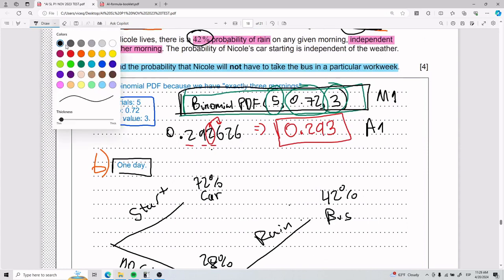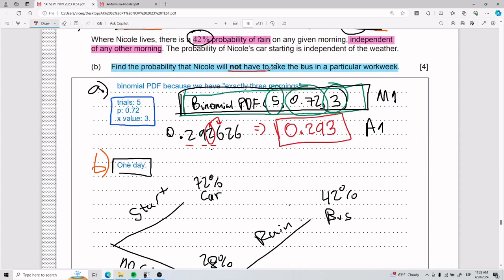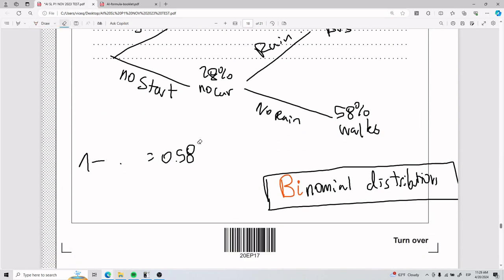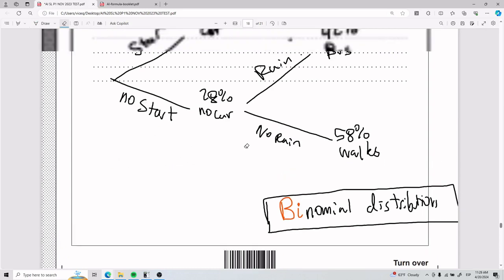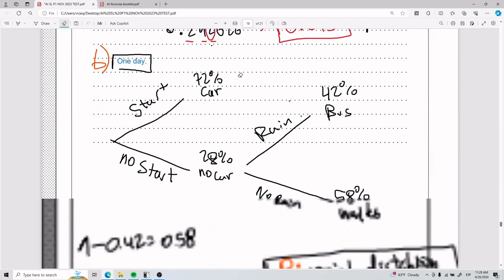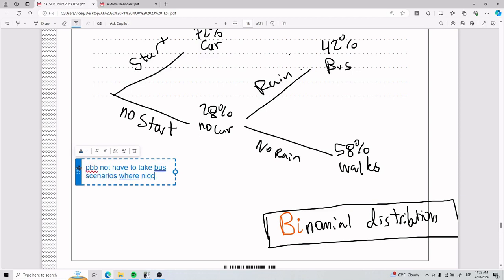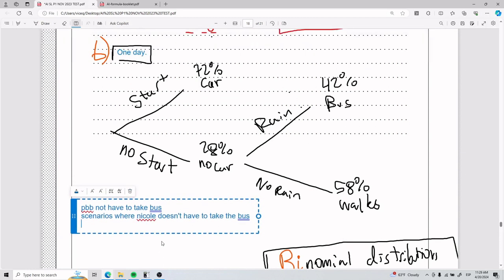All right? And so from here, for one day, I can try to calculate the probability that Nicole will not have to take the bus to work. Now, this is very important that you think about probability the right way. So right now you're trying to find the probability that Nicole will not have to take the bus. For finding the probability of not having to take the bus, you first think of the scenarios where Nicole doesn't have to take the bus. And so what are the scenarios where Nicole doesn't have to take the bus just looking at this tree diagram? All right, take a moment, try to find them. What are the scenarios and how many where Nicole doesn't have to take the bus?